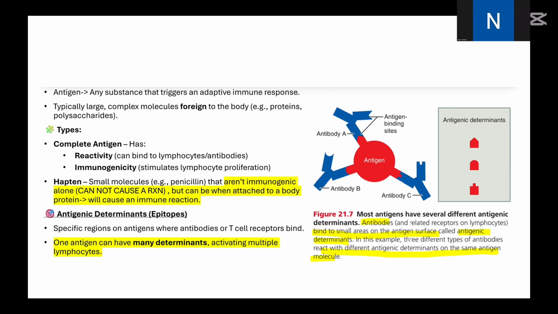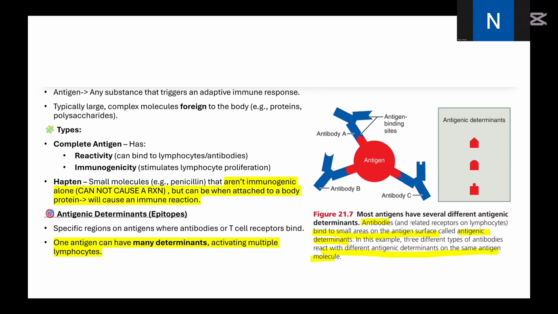Hapten is not a complete antigen. It's a small molecule, for example penicillin, which is an antibiotic. A hapten is not immunogenic, but it is reactive in the sense that it can bind to lymphocytes and antibodies, but it will not stimulate lymphocyte proliferation. Though, if the hapten binds to a body protein, like a protein in our body, it will cause an immune reaction and stimulate lymphocyte proliferation. So it will be immunogenic if it binds to a self protein.